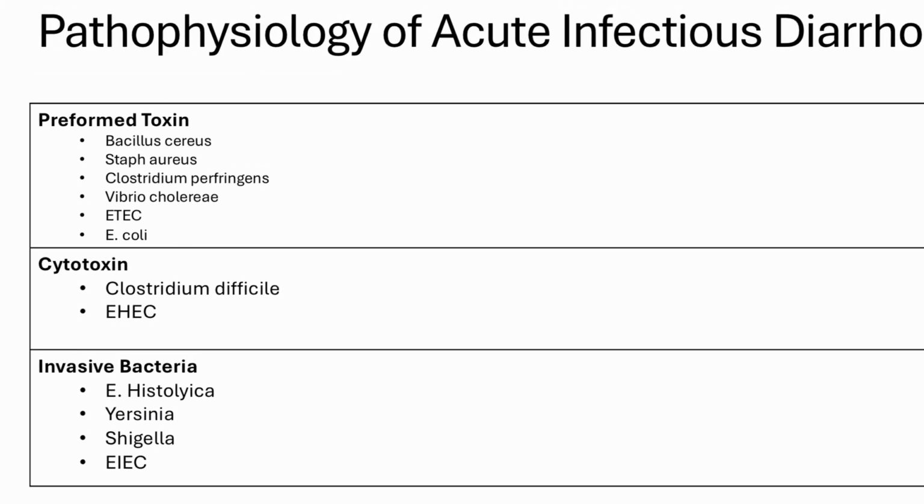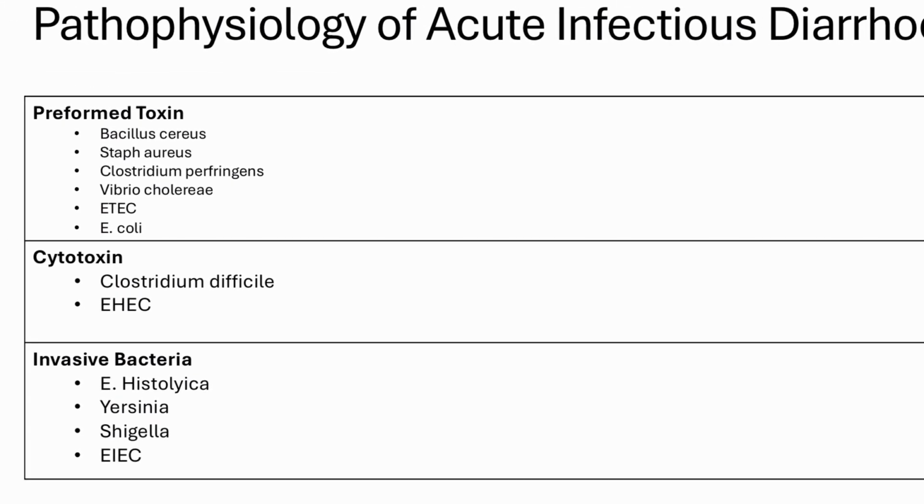Preformed toxins are produced by some organisms, like we have just discussed in travelers diarrhea. Some organisms which have preformed toxins in them are Bacillus cereus, Staph aureus, Clostridium perfringens, Vibrio cholerae, Enterotoxigenic E. coli, and some other types of E. coli. So these are the organisms which have preformed toxins.